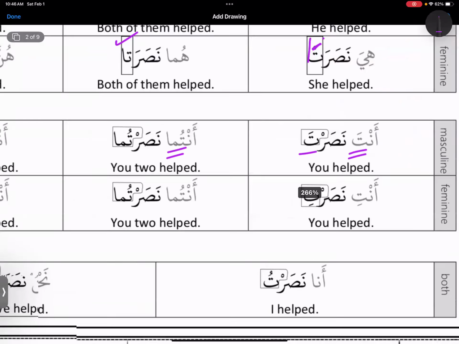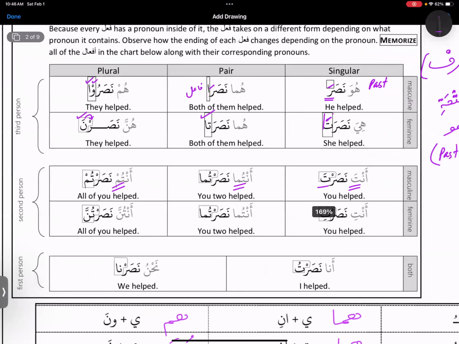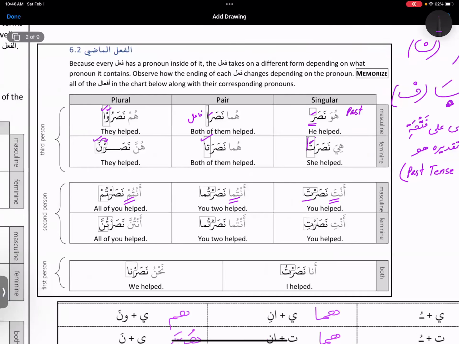Okay, then anta comes. Anta is naswarta, right? So we are taking ta from here. Naswarta, nasartuma, nasartum, naswarti, nasartuma, naswartunna. Right? Ana, then naswartu, and nahnu is naswarna. Right? Everyone is clear what's going on here in this fi'l madi chart? Any confusion?